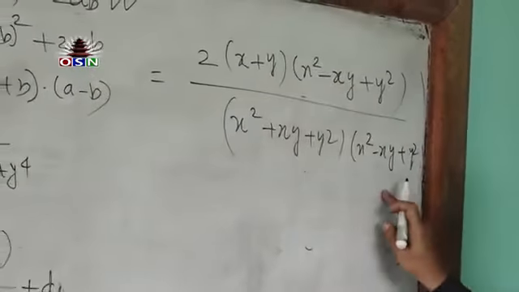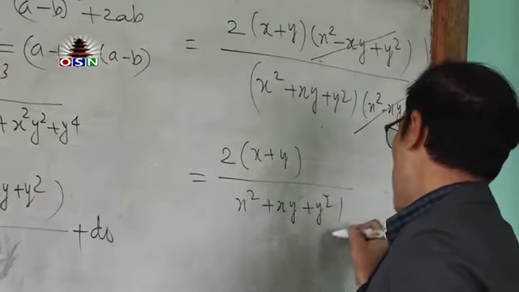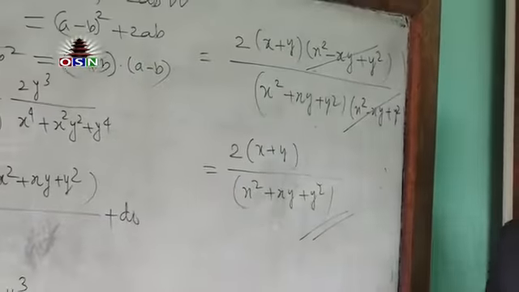So in the numerator and denominator, if there are some common factors, we can cancel them. This and this will be cancelled. And finally, we have got 2 times (x plus y) upon (x square plus xy plus y square). Yes, you have got the answer.